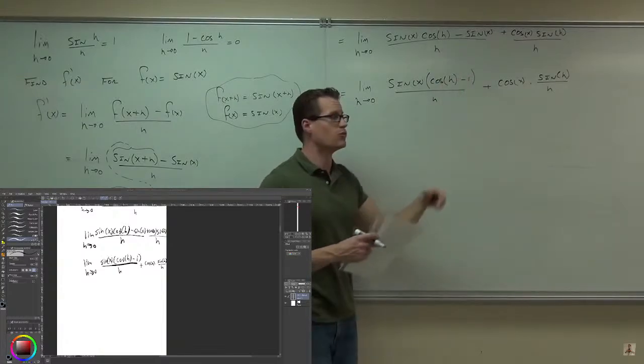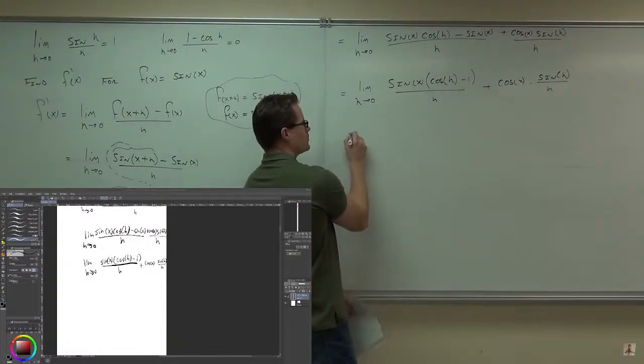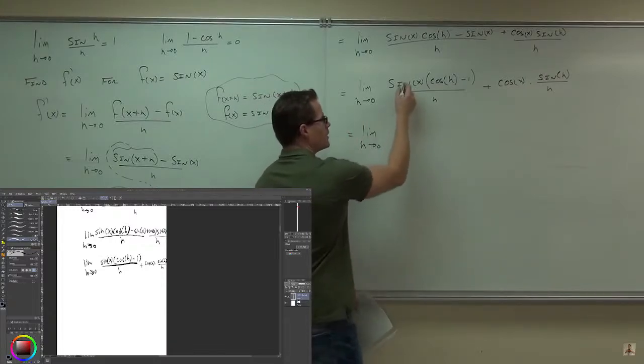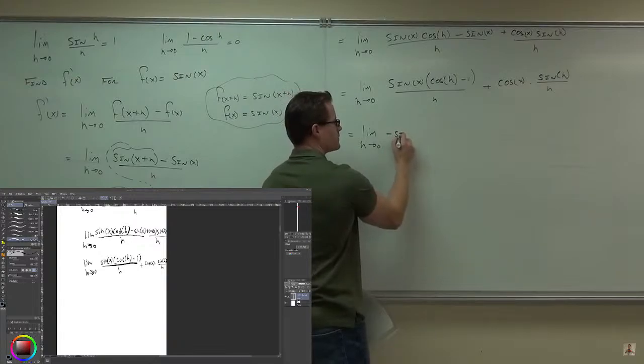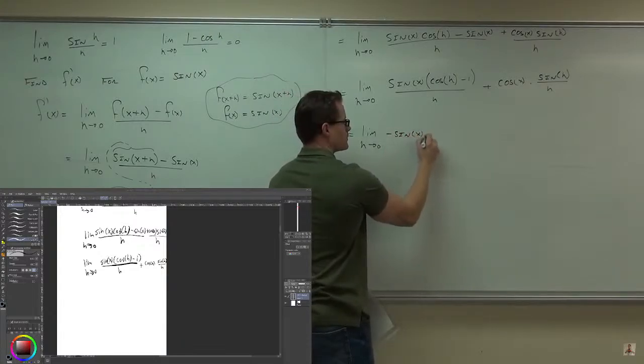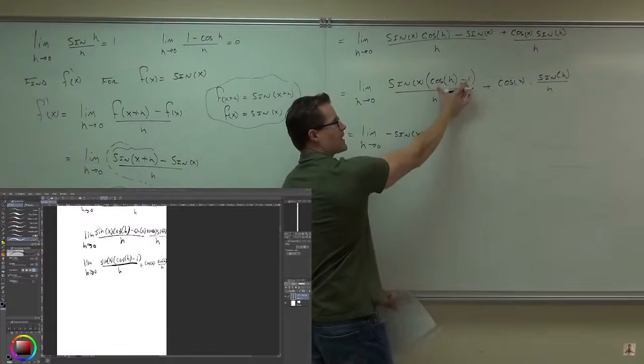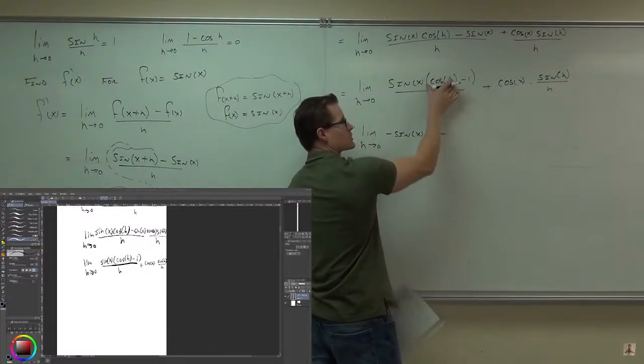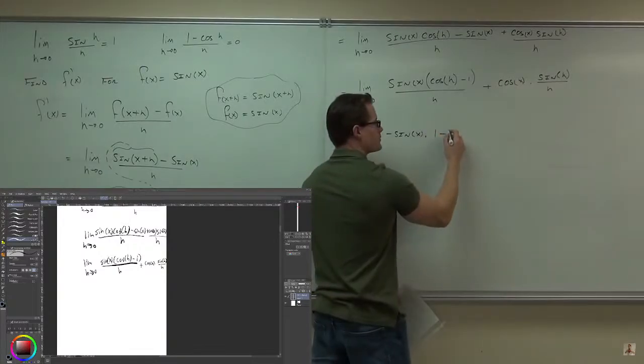If we factor out a -1 from that, just to make it look identical, this would become a negative sign times, if I factor the -1 out, those will reverse. I will get 1 minus cosine h. The cosine will become negative, the 1 will become positive.